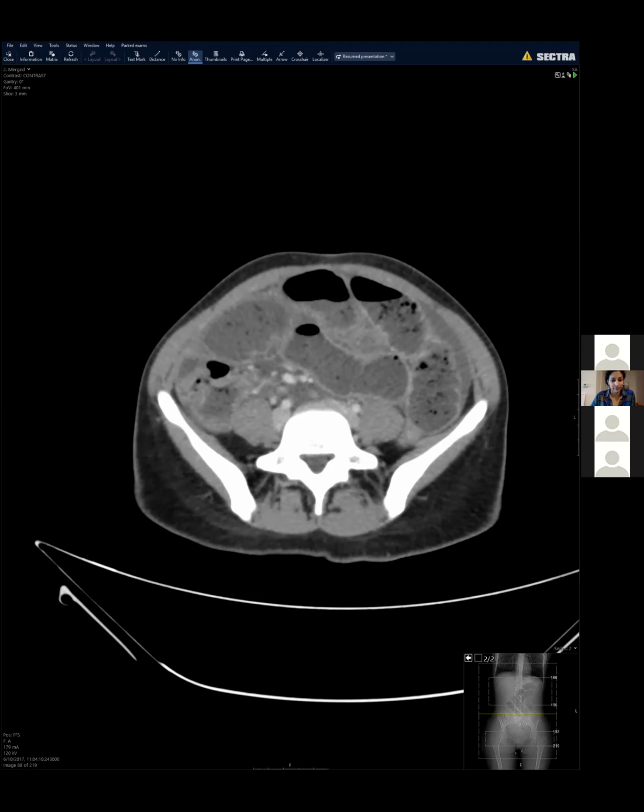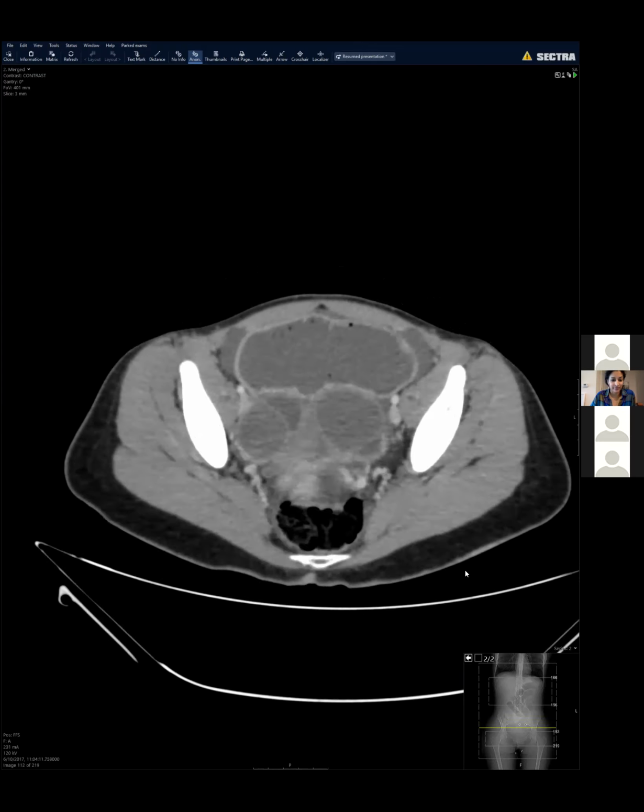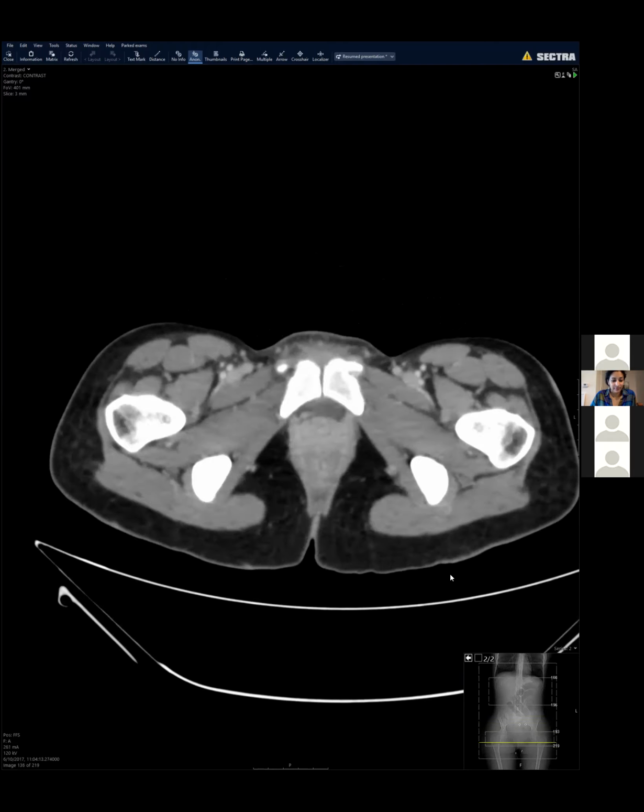So they did NG decompression, they did a small bowel follow through, and even 4 days after the small bowel follow through, her contrast never made it past the TI into the colon. So this became a high grade obstruction and she went to the OR. Any other guesses before we go through what the operative findings showed?